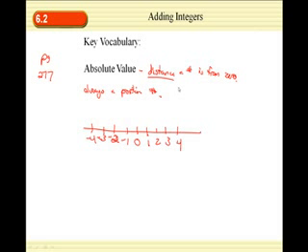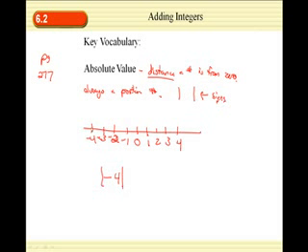Absolute value is used with straight lines. So these are the absolute value signs right here. So write those down so you recognize it. A problem would be like this: what is the absolute value of -4? So basically it's just asking you how far is -4 from 0.